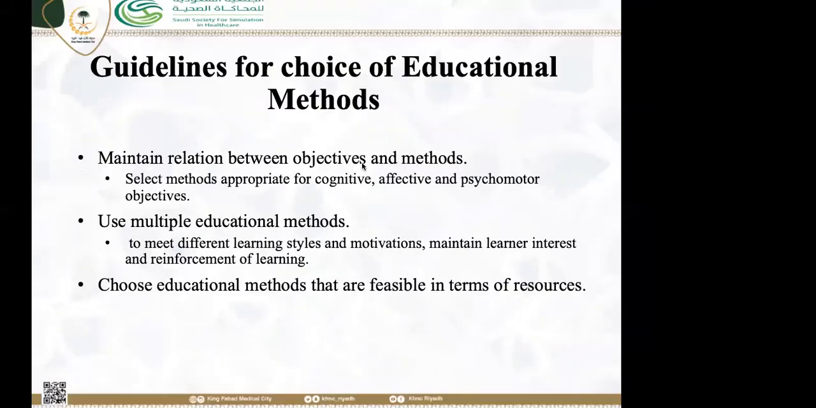So, guidelines for choosing the educational methods. Usually bear in mind to maintain the relation between the objectives and the methods. What's the best way to deliver these objectives, to achieve your objectives by these methods? Select methods appropriate for cognitive, affective, and psychomotor objectives.